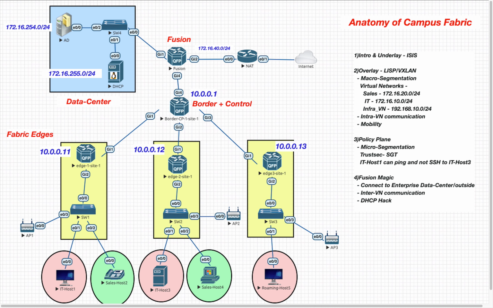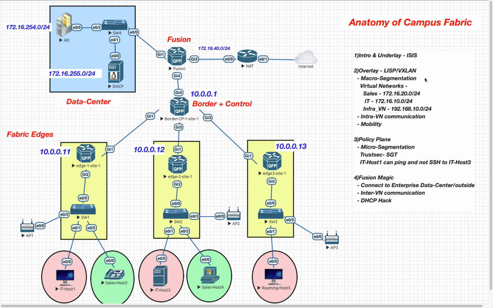So this is Joel, and we are right now in the middle of a very interesting playlist called the Anatomy of Campus Fabric. Quite a lot has been configured already. If you have not checked out the rest of the playlist, do check it out to get a better picture. But just to bring you up to speed, we have configured the underlay, which is the ISIS protocol. In the overlay, we have configured LISP and VXLAN, right?